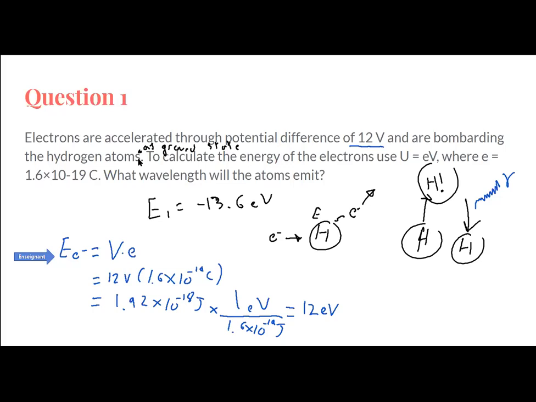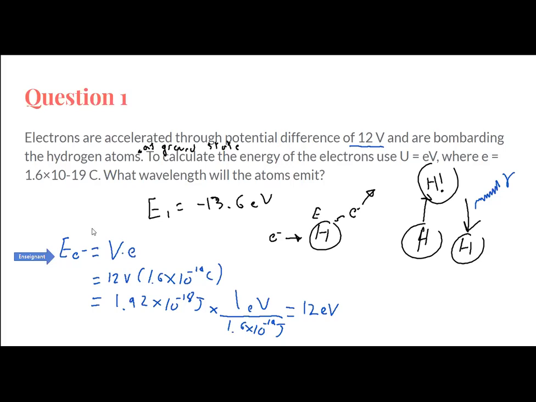and 12 electron volts being given to it is not enough to ionize it, because the ionization energy is equal to the ground state energy. So if the electron had 14 electron volts or bigger, then that will be enough to ionize the hydrogen. But what it can do, though, it does have enough energy to give to the hydrogen so that the hydrogen can go up an energy level.